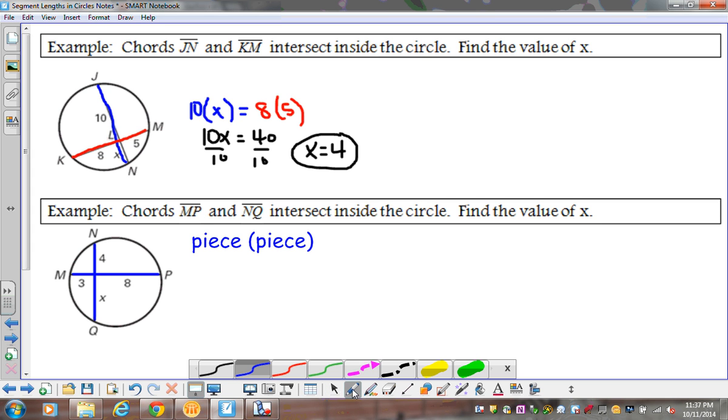My two pieces, let's take the first one, let's take MP. So the two pieces are 3 and 8. So 3 times 8, that should equal the product of my other chord.